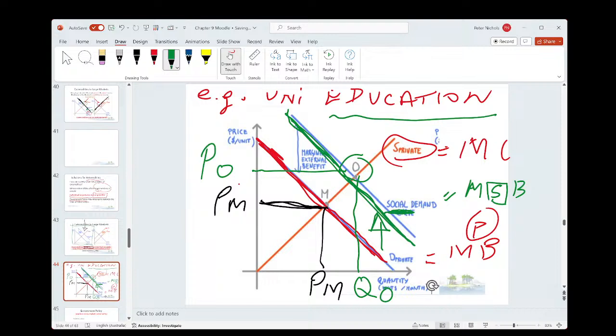So the next thing for governments to think about is, well, how are we going to make this happen? How are we going to do this? How are we going to move the number of students going to university from PM to PO? How are we going to achieve that? So I'm going to look at that on the next slides. But that's really what the issue is about. Education is giving us a benefit. It's giving society a benefit. We want more people in the education system achieving their degrees, and they will contribute back to society. And so we're going to be assisting them to demand more places at university.